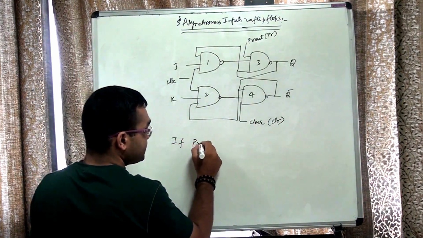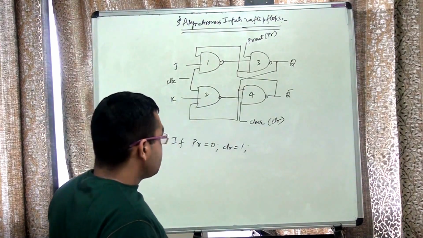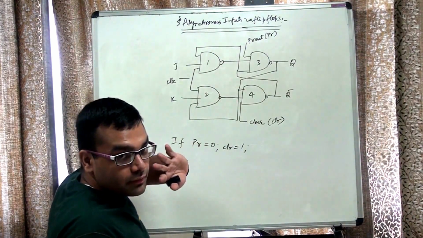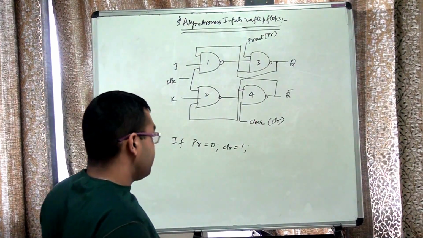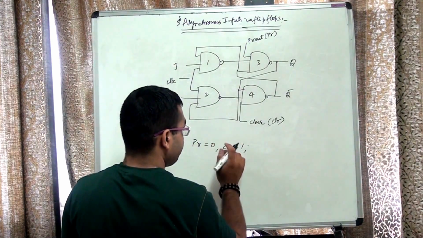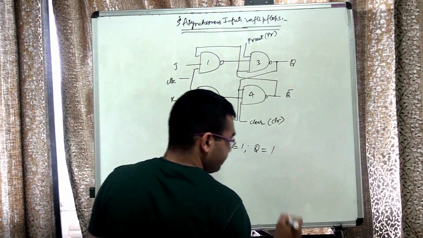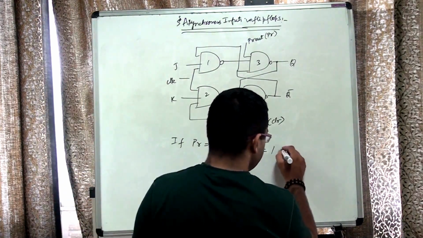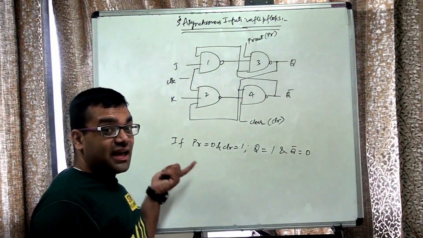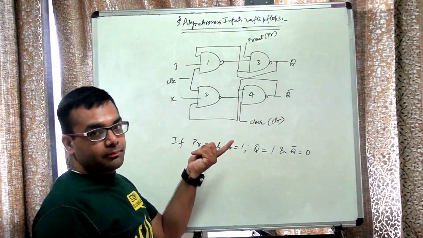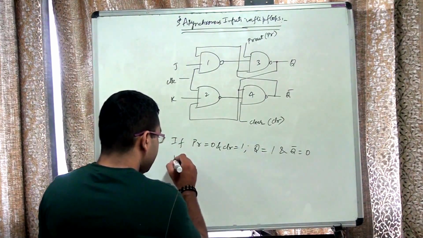Now if I take, say, PR as 0 and my CLR as 1. Right. So now if any of the inputs of the NAND gate is 0, the output will definitely be 1. Okay. Now if I take PR as 0, CLR as 1, then my Q will be 1. Q being 1 means Q bar has to be 0. That means with my value of preset as 0, I can set my flip-flop independent of the values of J and K. Alright.